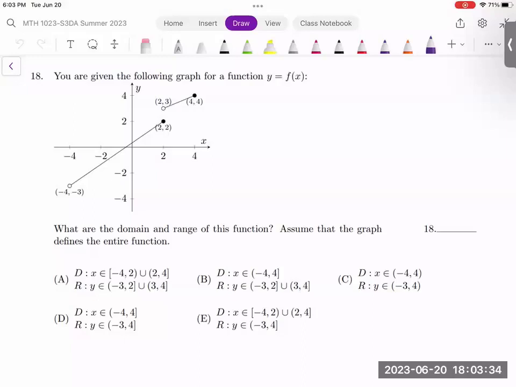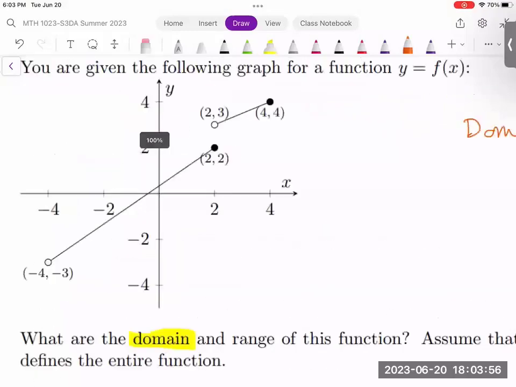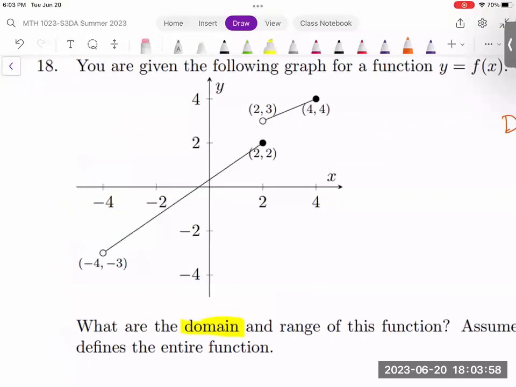So we want two things, the domain and the range. Let's start with the domain. Do you remember what the domain is? Very good. Domain is projection on the axis, right? So if you project on the axis, let's zoom in. You are looking for the shadow, right?